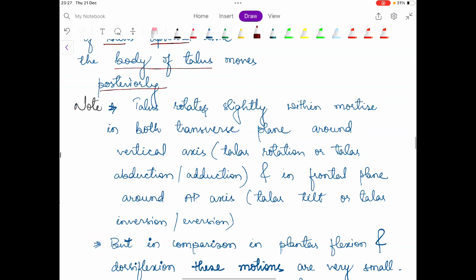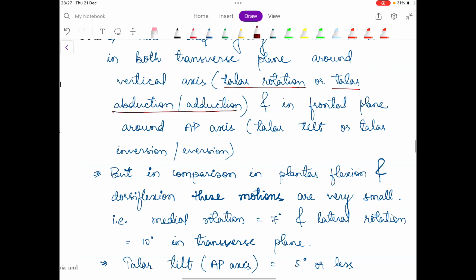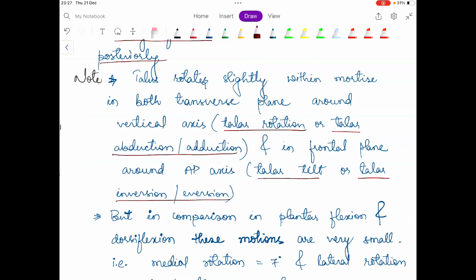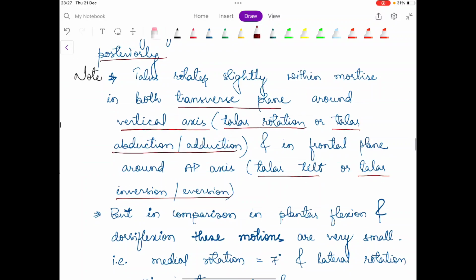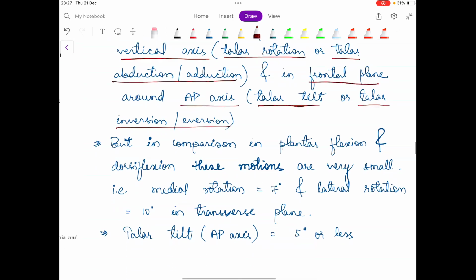There are two different motions that occur in this particular joint, and those movements are talar rotation, which is your talar abduction or adduction, okay, and the second one is your talar tilting or talar inversion or eversion, okay. So talar rotation or talar abduction adduction, this happens in the transverse plane around the vertical axis, okay, and talar tilting or talar inversion or eversion, that happens in the frontal plane around the antero-posterior axis.